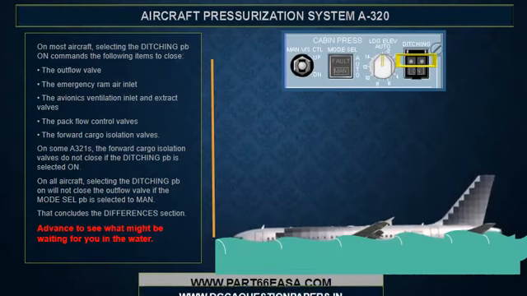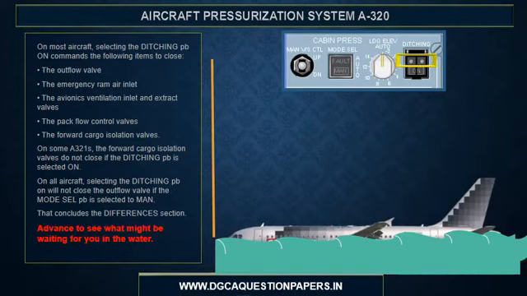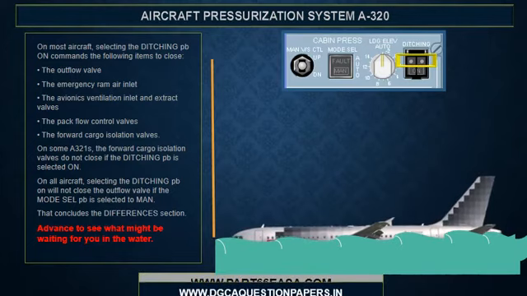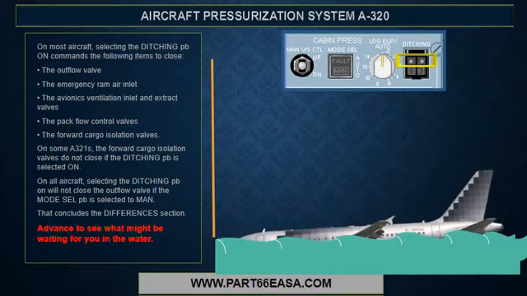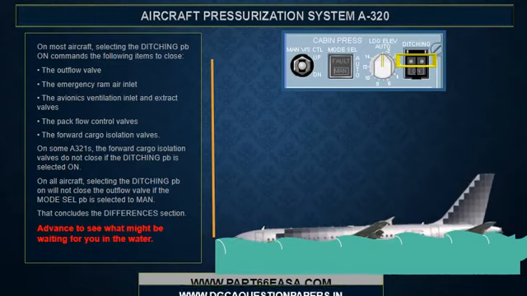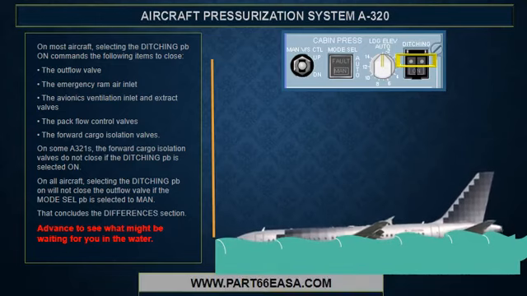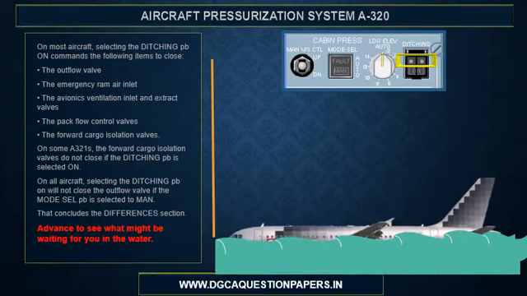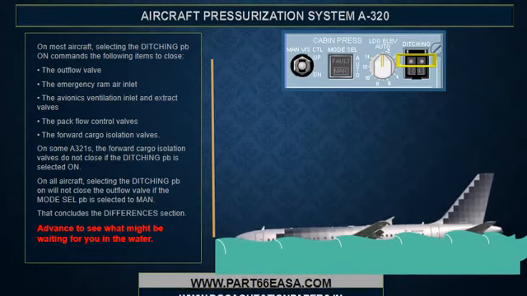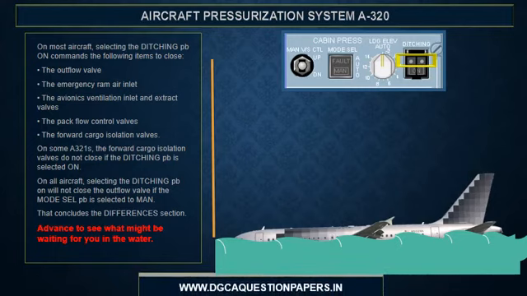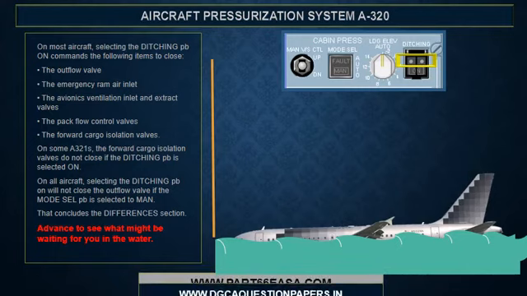On most aircraft, selecting the ditching push button on commands the following items to close: the outflow valve, the emergency ram air inlet, the avionics ventilation inlet and extract valves, the pack flow control valves, and the forward cargo isolation valves. On some A321s, the forward cargo isolation valves do not close if the ditching push button is selected on. On all aircraft, selecting the ditching push button on will not close the outflow valve if the Mode Select push button is selected to manual.